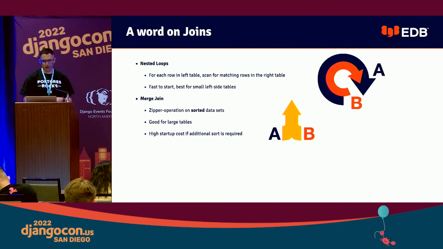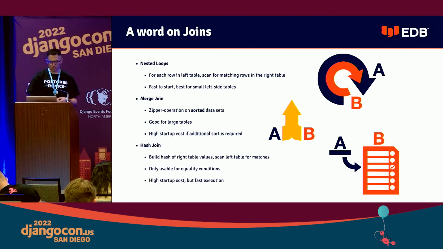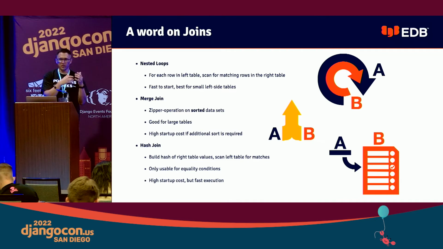Okay, and then finally the hash join, which I briefly mentioned. You basically take the right side values and you build a hash of all the values that you're filtering on, and then you scan the left table to find the matches. So this only works for equality. It doesn't work for greater than, less than. I don't think it works for similarity on words and stuff like that. Okay, high startup cost but fast execution.